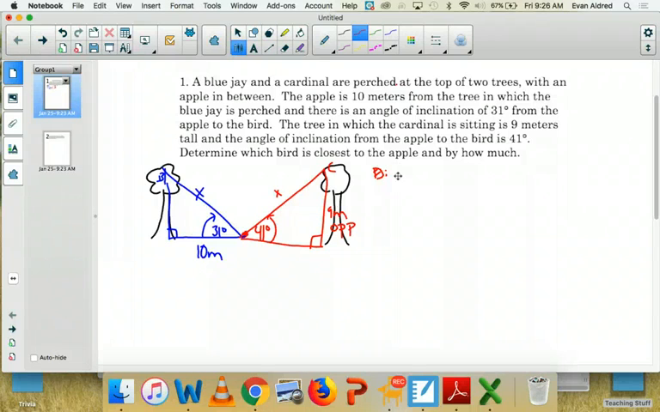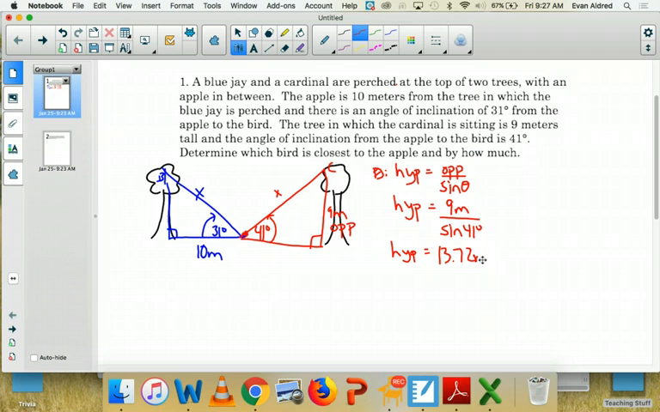And if we're finding the hypotenuse using the sine ratio, and again, remember that your magic triangles may tell you this, or you may just manipulate the formula, whatever you prefer. The hypotenuse is equal to the opposite side divided by sine of the angle. The opposite side we've identified to be 9 meters. The angle we know is 41 degrees. So to find the hypotenuse, we're just going to divide 9 meters by the sine of 41. And when we put that in our calculator, it gives us 13.72 meters. So the cardinal is 13.72 meters away from the apple.